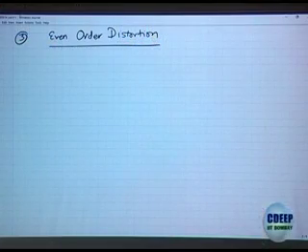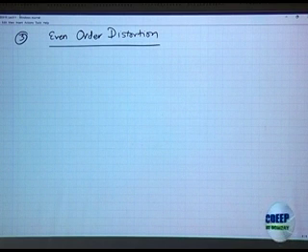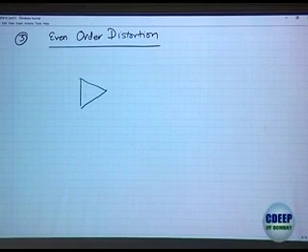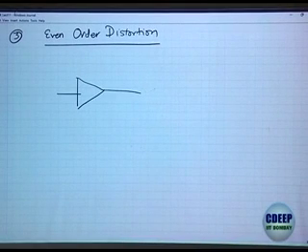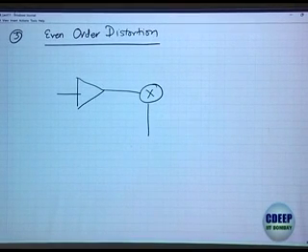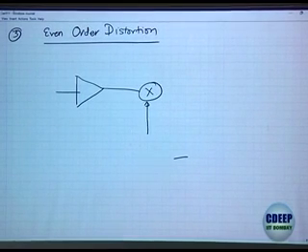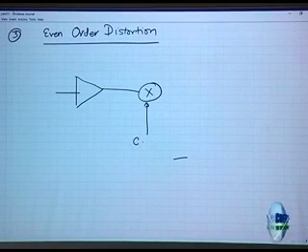Okay, so the next thing is even order distortion. Okay, so imagine this, same transceiver. I think you have already studied all this for your exam, right? I would imagine, so it will be all fresh in your mind.